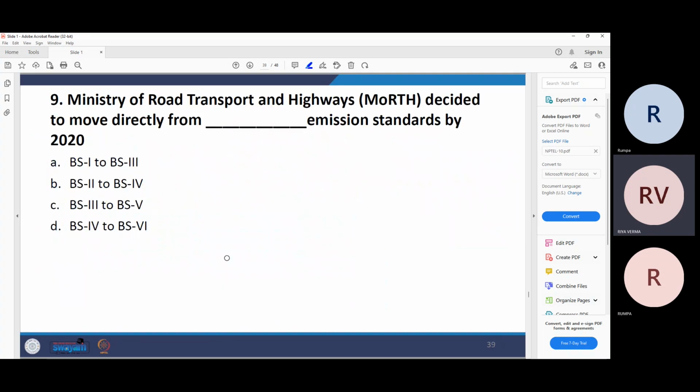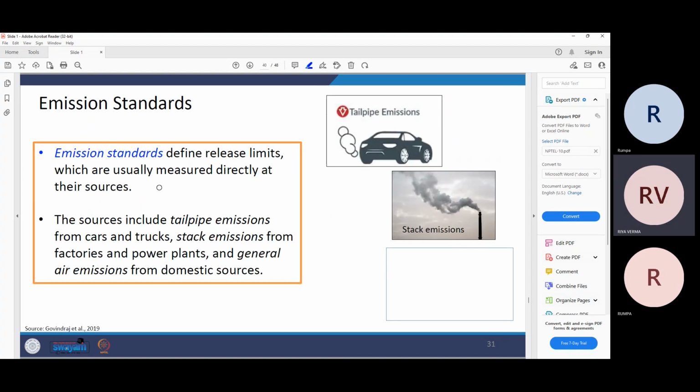Okay, so coming towards the next question. The Ministry of Road Transport and Highways, MORTH, decided to move directly from dash emission standards by 2020. Let's see. What are these emission standards? Basically, the emissions that are stack emissions and tailpipe emissions. So some release limits have been set, which are usually measured directly at their sources. These are termed as the emission standards.